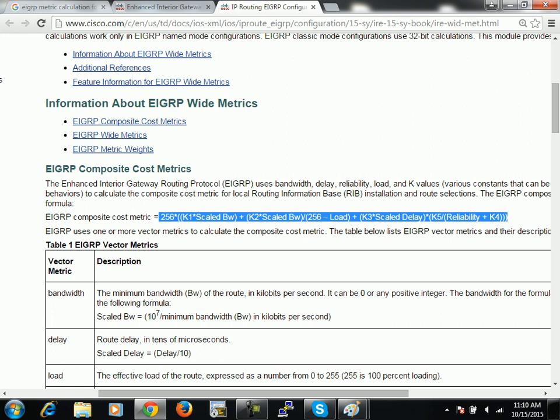I'll say the same thing again. These are the K values, these are simple weight values, just used along with these components which are used by EIGRP for its metric calculation. And these K values will be just used to manipulate your metric calculation.